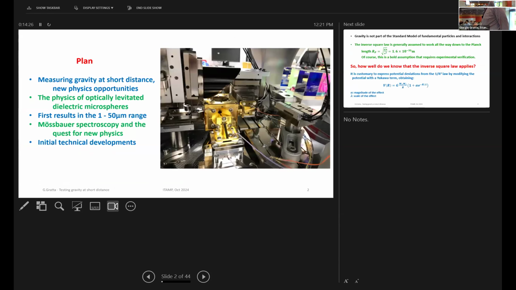All right, so what I'm going to do is spend one slide on motivation, because I'm not a theorist and I don't have time to cover everything. Masha and others can tell you those things much better. And then tell you a little bit about the physics of optically levitated dielectric microspheres and how this is used to try measuring or searching for new interactions at the micron scale. And then I'll describe a new technique using Mössbauer spectroscopy to go beyond the micro scale.